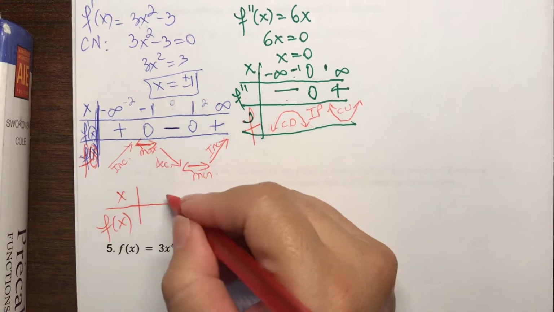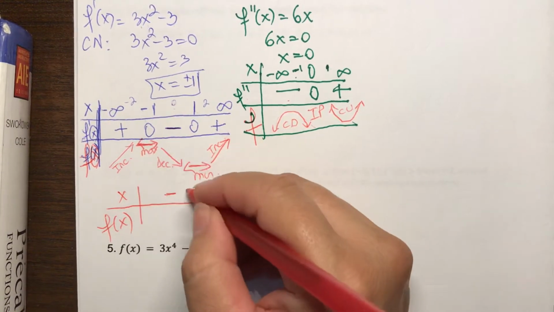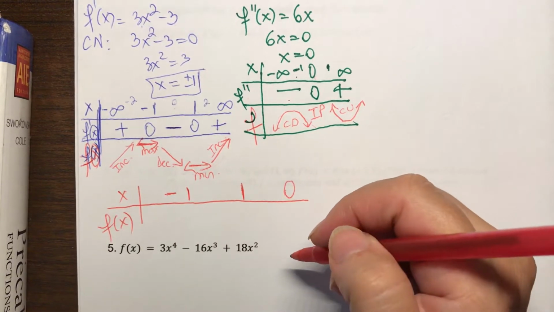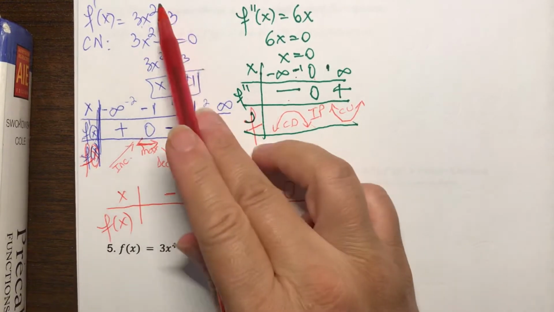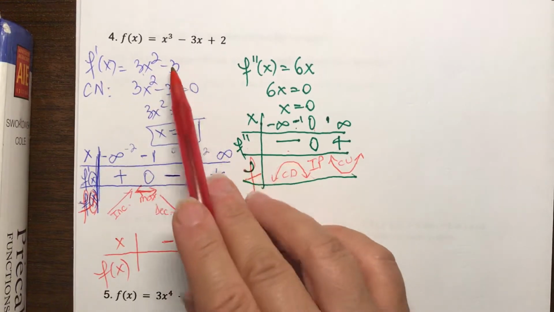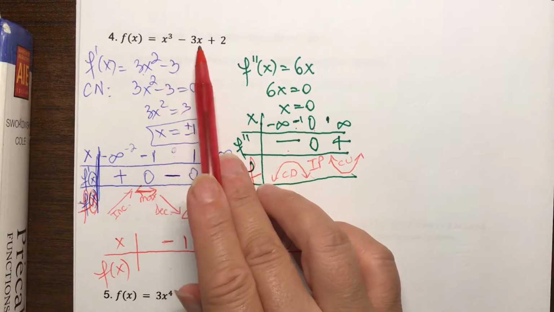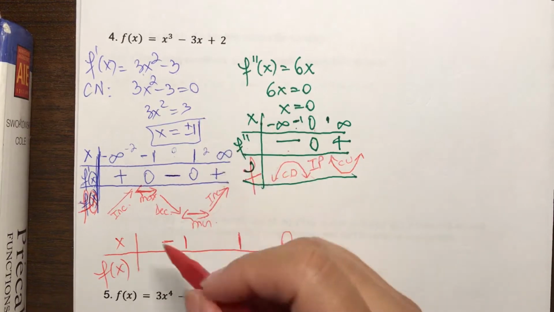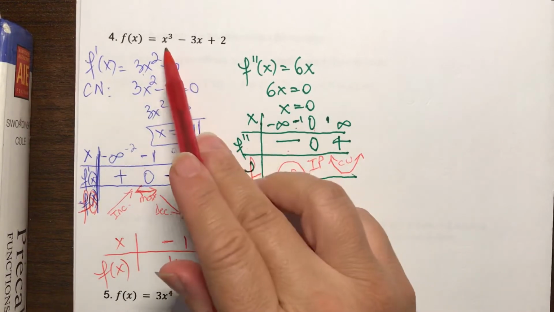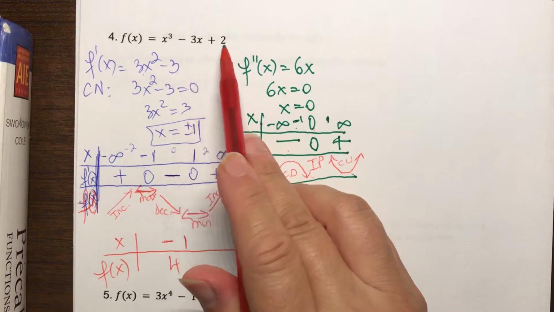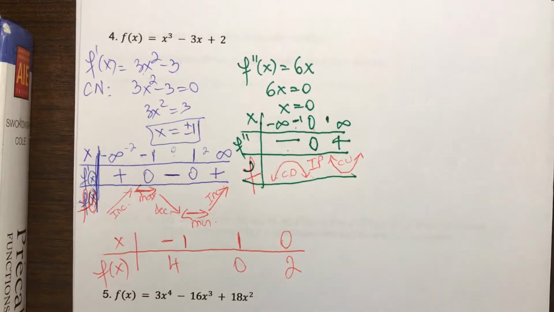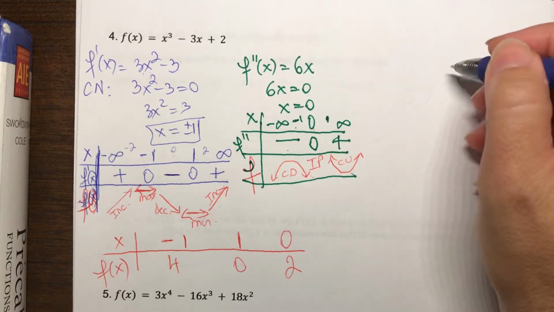Okay. So what numbers am I interested in? I'm interested in -1, 1, and 0. These are the numbers of interest. Okay. Plug these numbers into the function itself. So -1 cubed is -1. -3 times -1 is a +3. So -1 plus 3 is 2, plus 2, that's a 4. Okay, do the same thing for 1. 1 minus 3 plus 2, that's going to be a 0. Plug in a 0, you'll get a 2. Okay, and now, happy drawing.